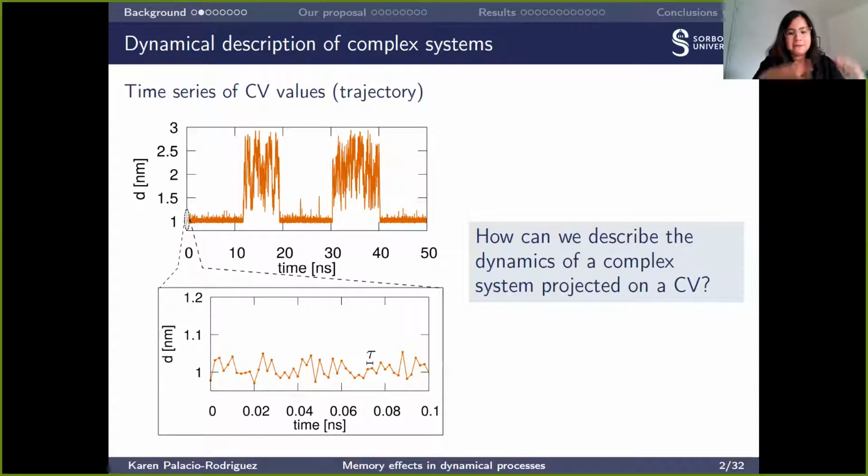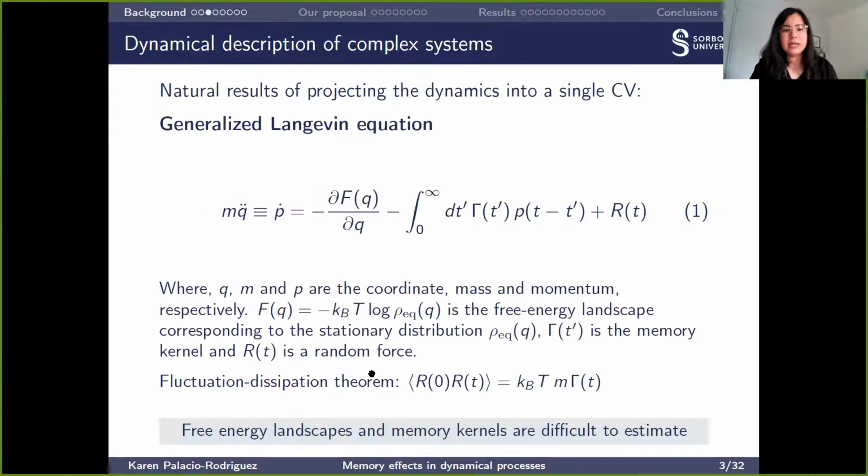And closing this parenthesis, once we have the trajectory, we can describe the dynamics of the system with the generalized Langevin equation. In this generalized Langevin equation, we have the collective variable Q, we have its momentum, the free energy, the memory kernel and the random force.